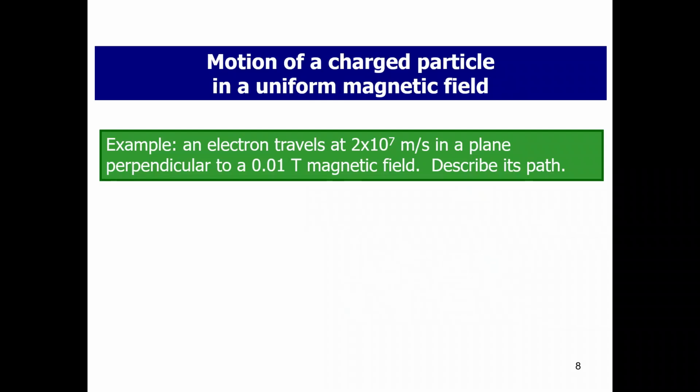So now, what happens when we do put a charged particle into a uniform magnetic field? Remember, uniform means constant in magnitude and direction. So we're going to do an example of an electron traveling at 2 times 10 to the 7th meters per second in a plane perpendicular to a 0.01 Tesla magnetic field. Our goal is to describe the path. So we're going to start with a diagram. We're going to have to start with a lot of diagrams here. It's a lot easier to see it once you have the diagram.